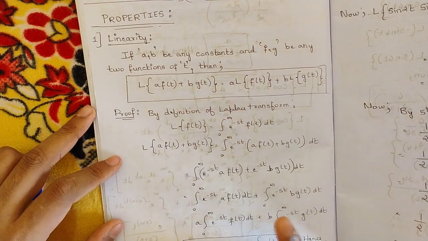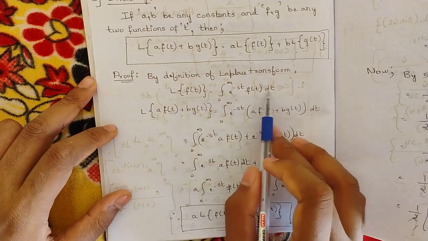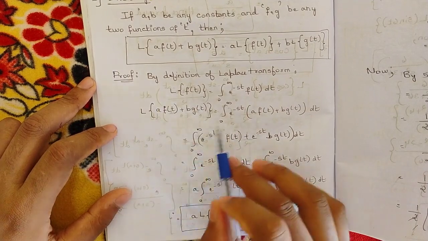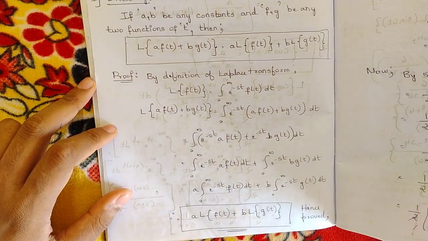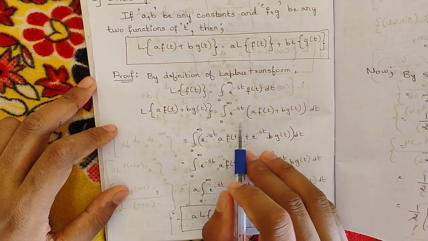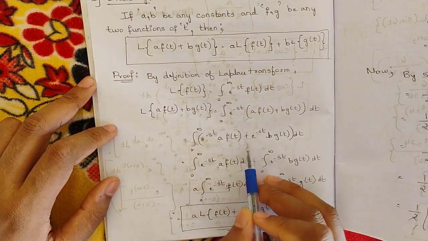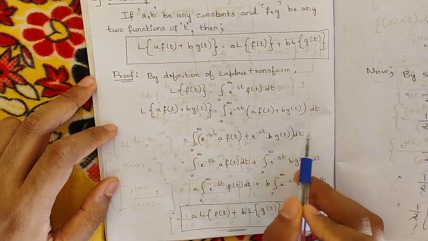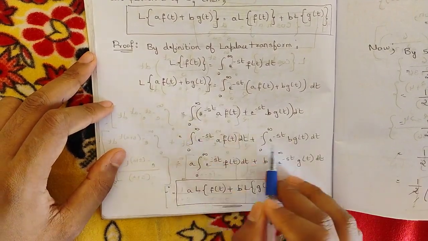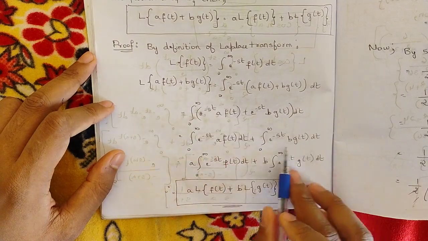Let us try to prove it and see what we get. By the definition of Laplace transform, in place of f of t we now have a into f of t plus b into g of t. After that, multiply: e to the power minus st into a into f of t plus e to the power minus st into b into g of t, dt. Then do the separate integration. After that you can take the constants a as well as b outside, and we are left with these two integrals.